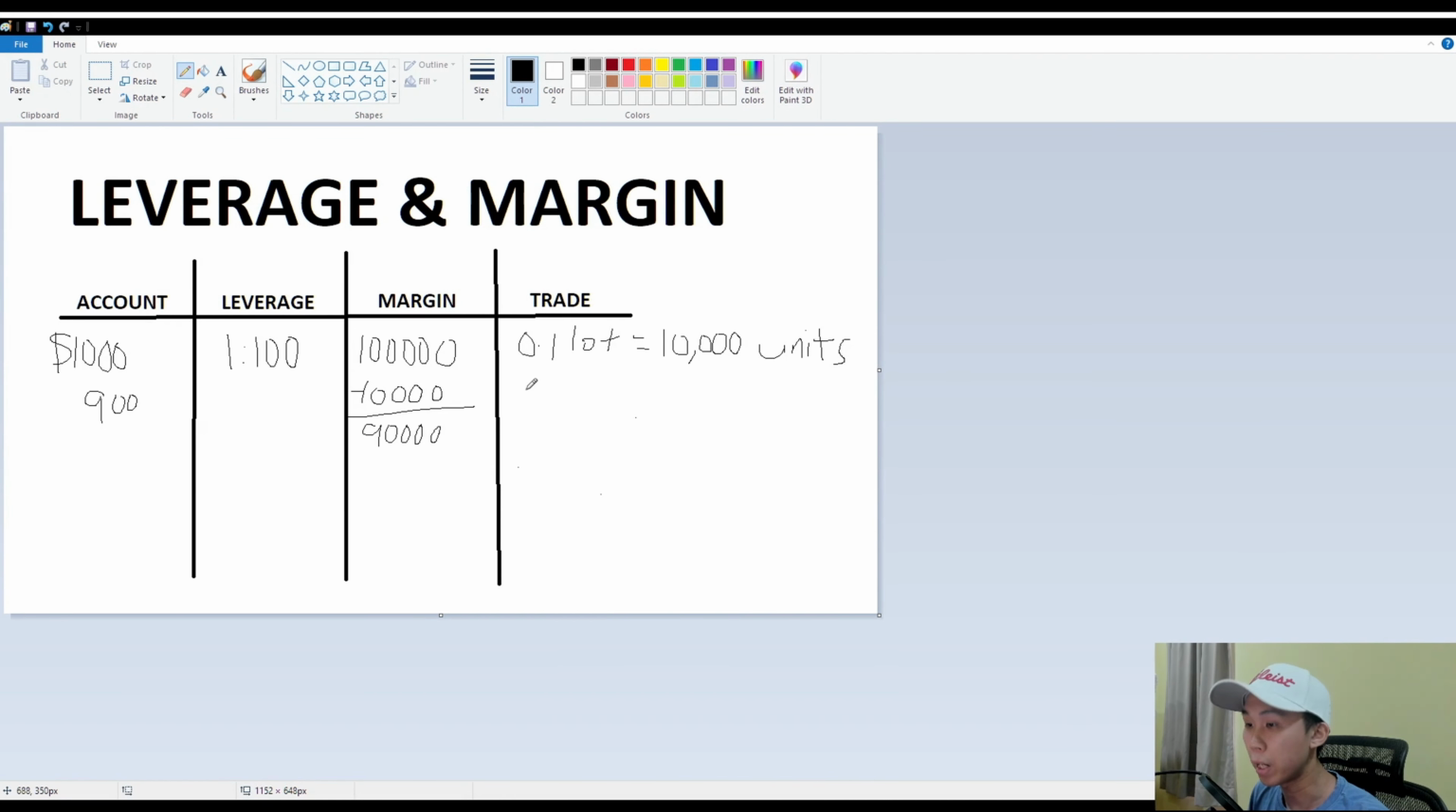Let's say now I decide to open 0.2 lots. That would mean 20,000 units. So let me write down 20,000 units. Now, this will be deducted from our current margin. Assume that this trade is still floating. So we'll deduct 20,000 from our 90,000. That would mean that we are left with 70,000.